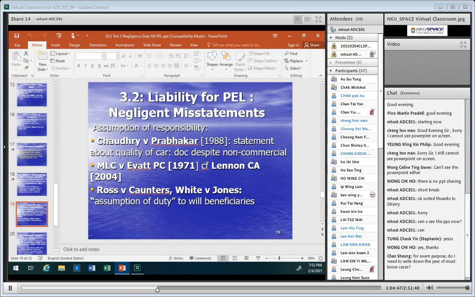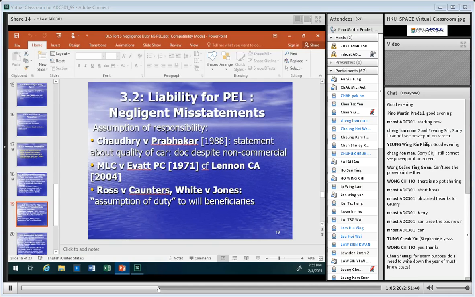But it is worthwhile noting that it was a split decision. In the MLC and Everett case on page 89, the court seemed to say Chowdhury is wrong. The Hedley-Byrne principle should be confined to cases where the advisor was carrying on the business of giving advice, such as a professional lawyer or accountant, etc. Okay, so in the MLC case, the court said, hang on, we think Chowdhury and Prabhakar was wrongly decided.